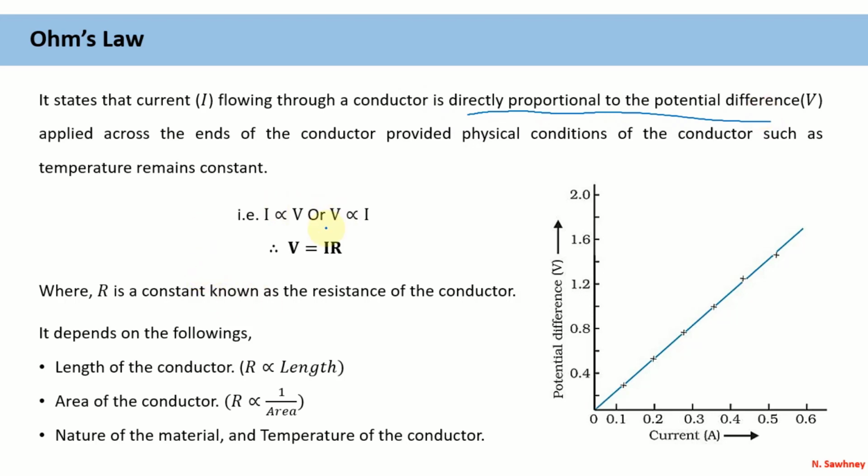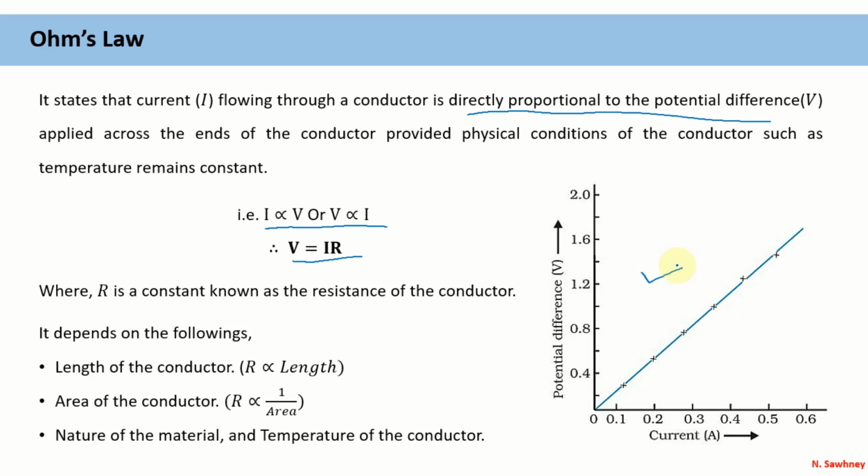That means when we write it as an expression, current is proportional to potential difference, or we can say potential difference is proportional to current. When we remove the proportionality sign, there will be a constant, that is R, which is known as the resistance of the conductor. This relationship is expressed by a straight line when we plot a graph between potential difference and current.